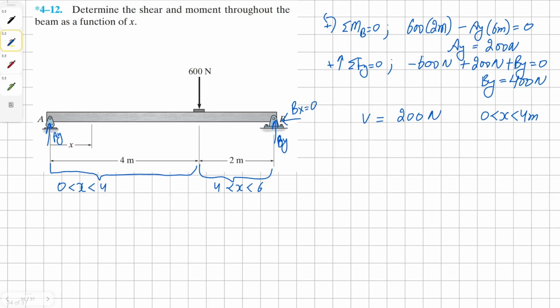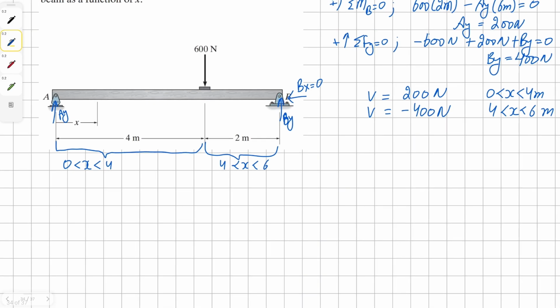And then from 4 to 6, it's going to be negative 400 Newton. Similarly, we know that if we take the integral of shear, we get our moment. So we're going to do that.